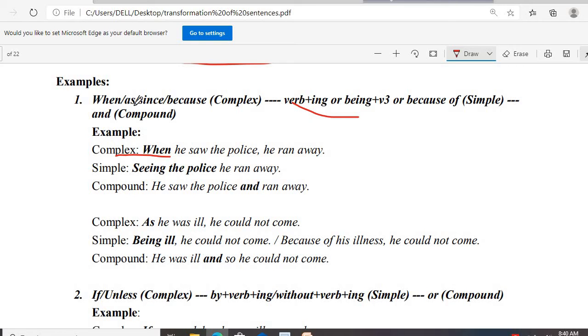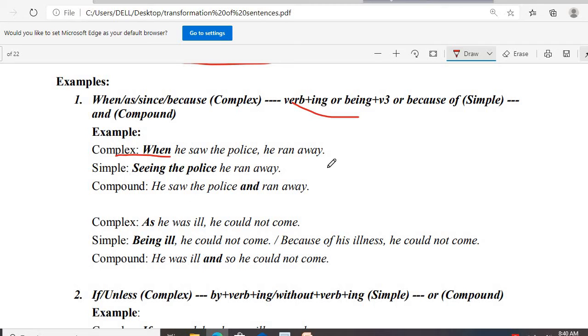That is, in a complex sentence, if you have when, as, since, because, when you change it into a simple sentence, then these conjunctions will be omitted, and the subject will be omitted. You will add ing to the verb, or if you have am, is, are auxiliary verbs, for auxiliary verbs we use being to make the sentence simple.